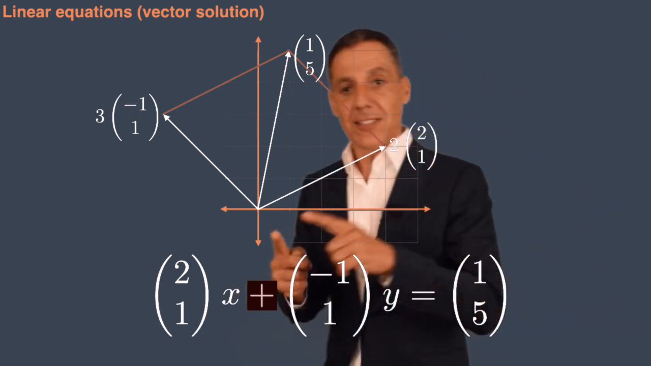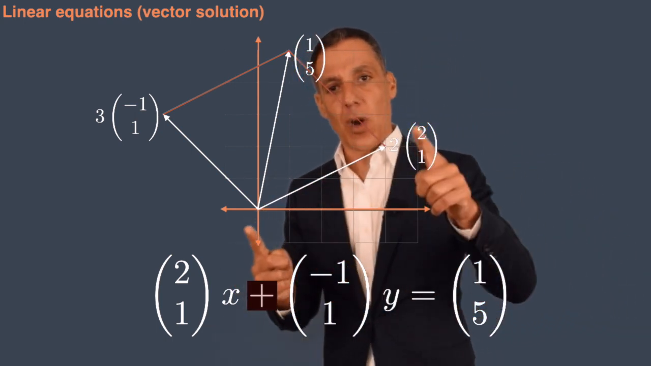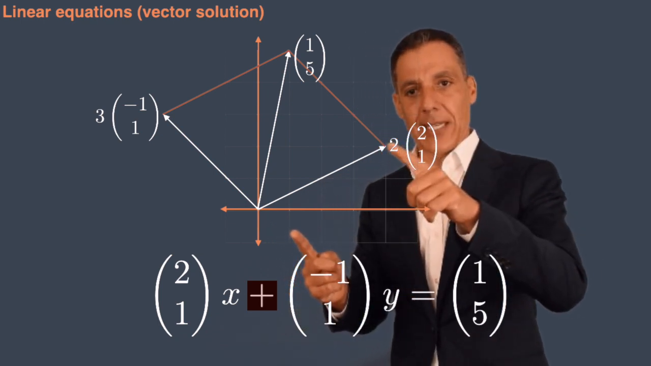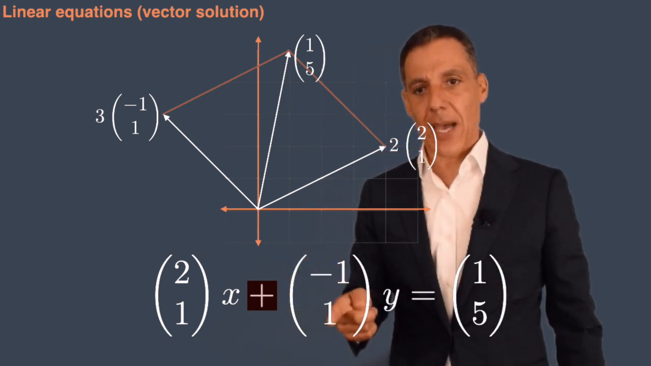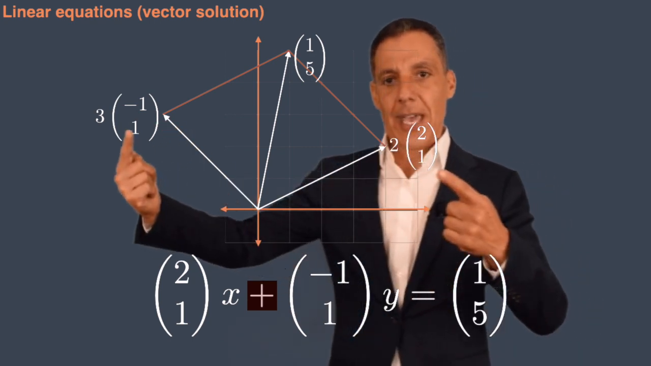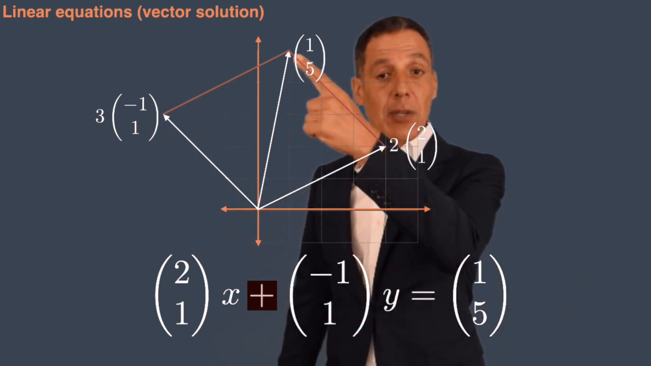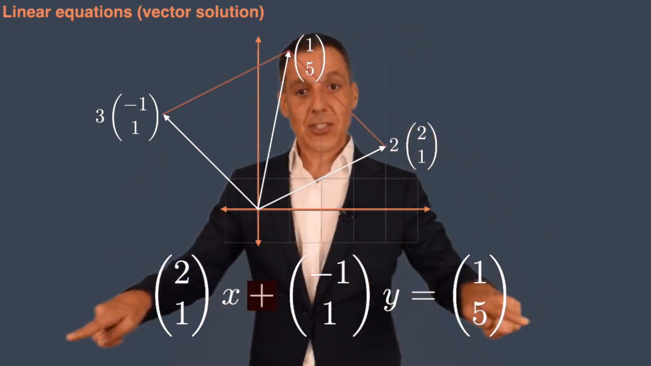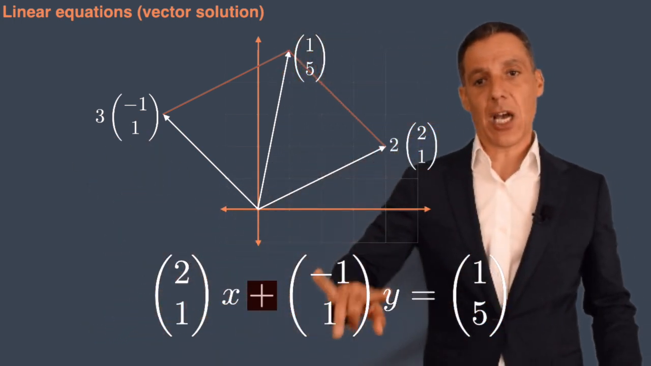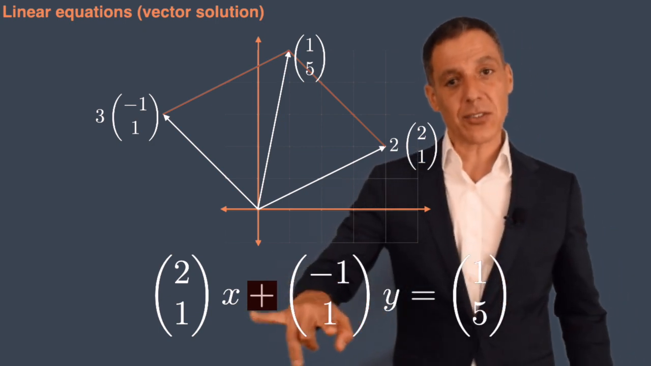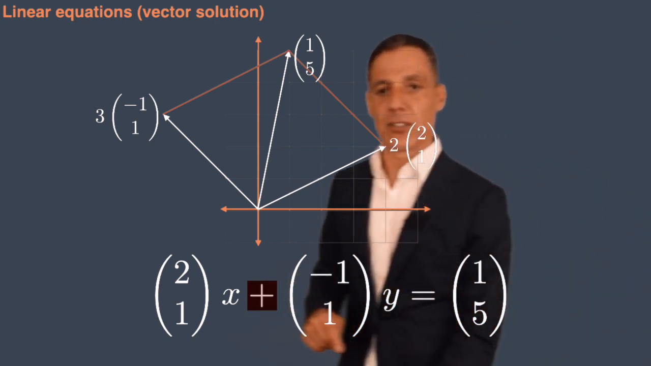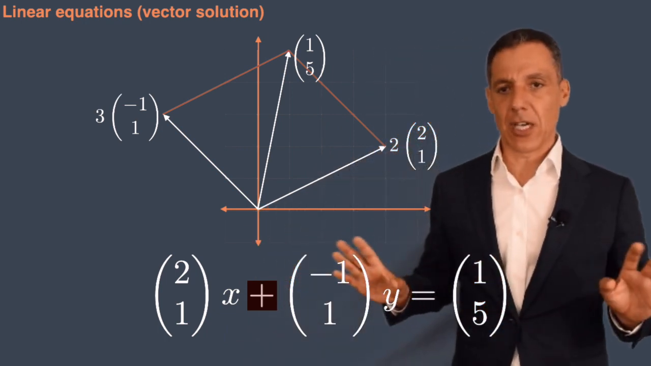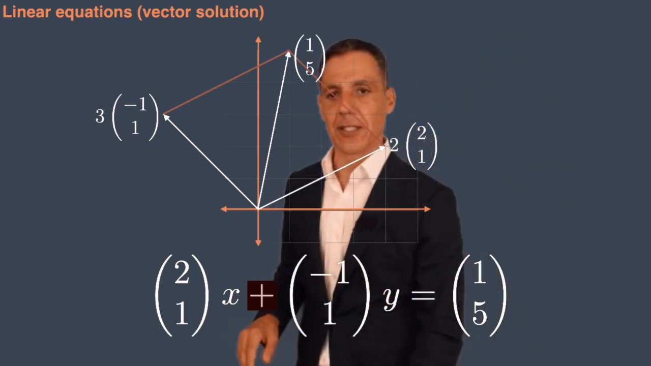But if that's the case, then if I scale the vector 2, 1 out by 2, I get out to here. If I scale the vector minus 1, 1 by 3, I get out to here. And if I sum them, I get the vector 1, 5. So 2, 3 does satisfy this system of vector addition. It tells me how much I scale these two vectors to get to this vector right here. Again, we haven't figured out how to solve for the unknowns yet, but of course, we'll do that in a little bit.